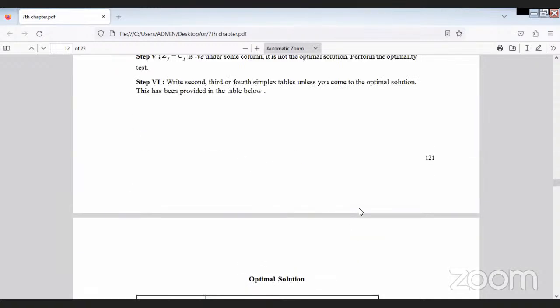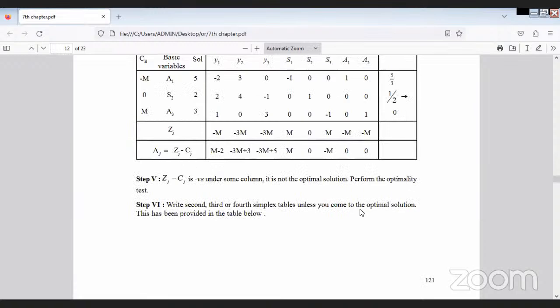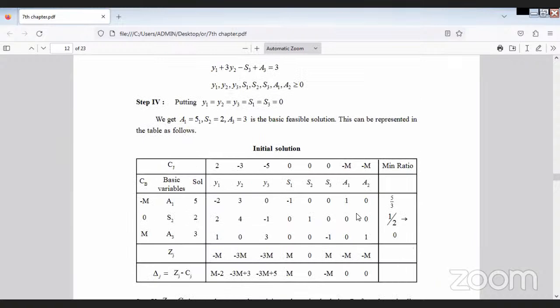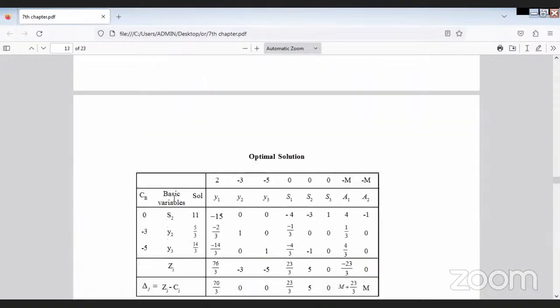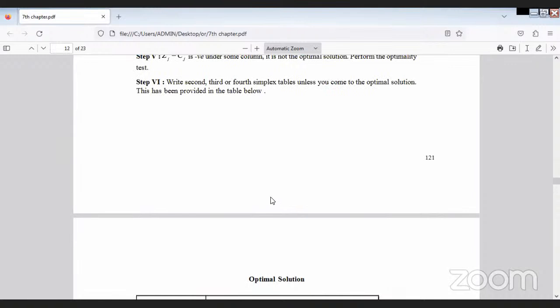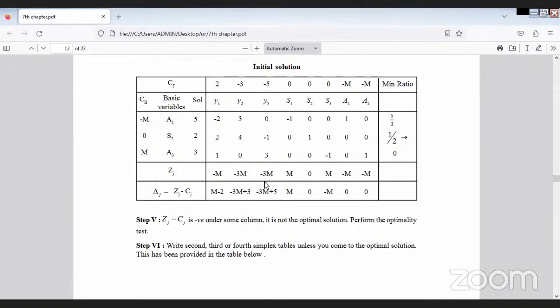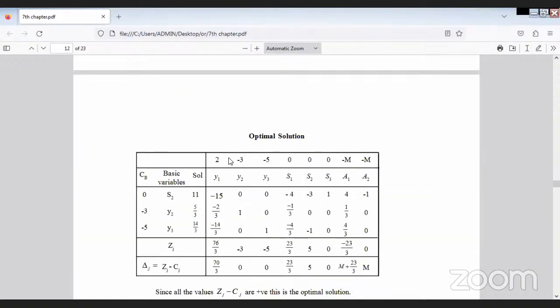So 0, minus 3, minus 5. See here, all of you. We are taking 0, minus 3, minus 5, and how are we taking 0, minus 3, minus 4? So this is the 0. The first solution is over. So we can take 0, minus 3, minus 5 in the first table. CB we are taking. Then we are taking the basic variables S2, Y2, Y3. Where is S2? A1 is removed. Therefore S2, Y2, Y3 we are writing here.